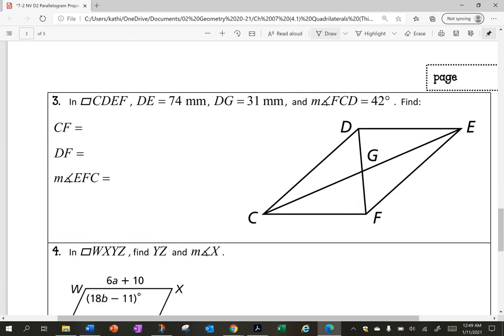All right, let's try solving for several things on one parallelogram. In parallelogram CDEF, segment DE is 74 millimeters. Segment DG is 31 millimeters.